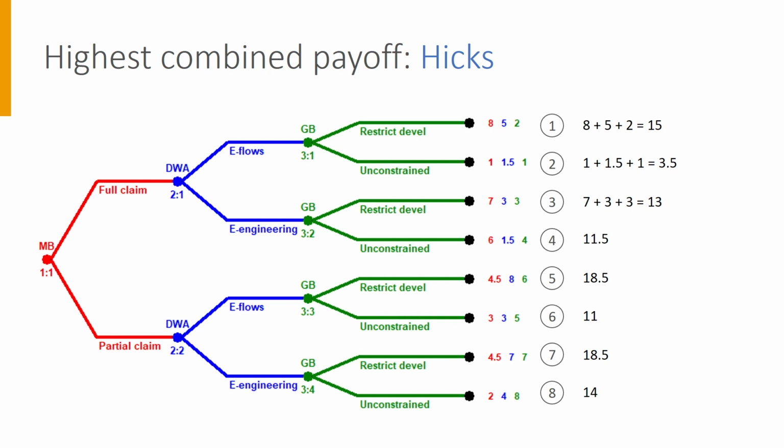If we do this for all 8 outcomes, we see that the maximum value is 18.5. This is the combined payoff for outcomes 5 and 7, so these are the Hicks optima. In both outcomes, the city of Mossel Bay would only put down a partial claim on the water and the village of Great Bruck would restrict development. In these cases, there is more total value in the game than in the Nash equilibrium outcome.